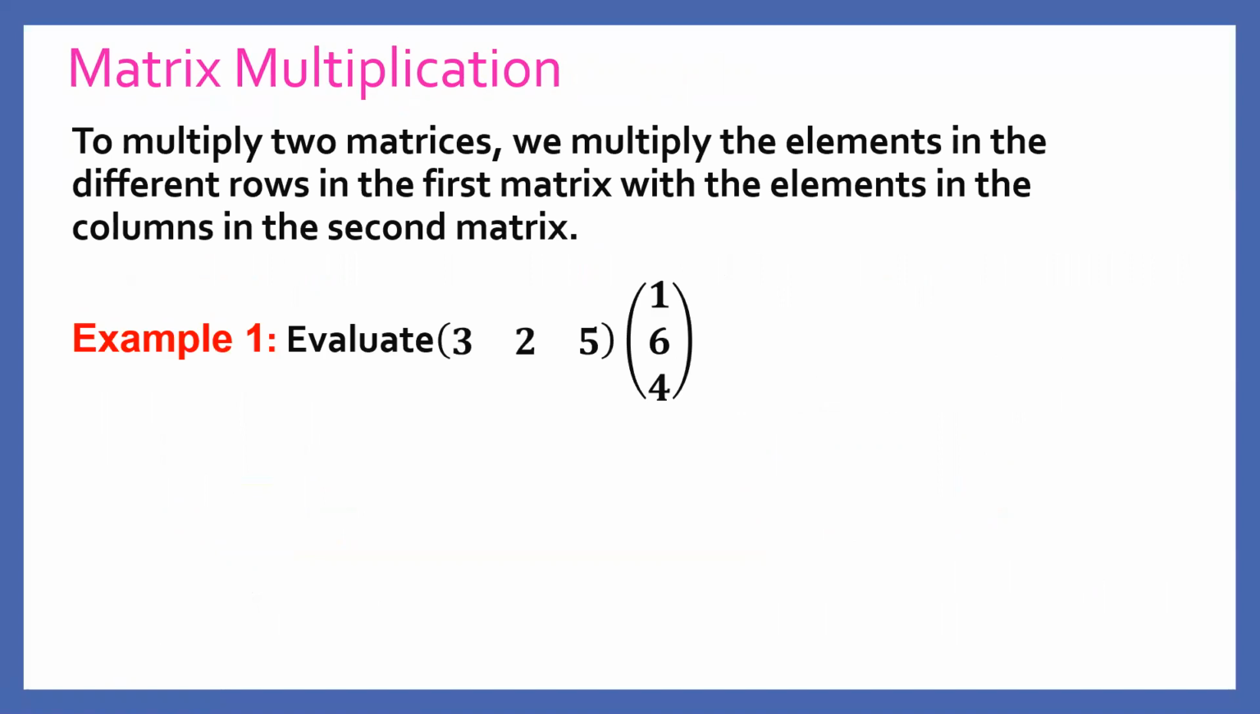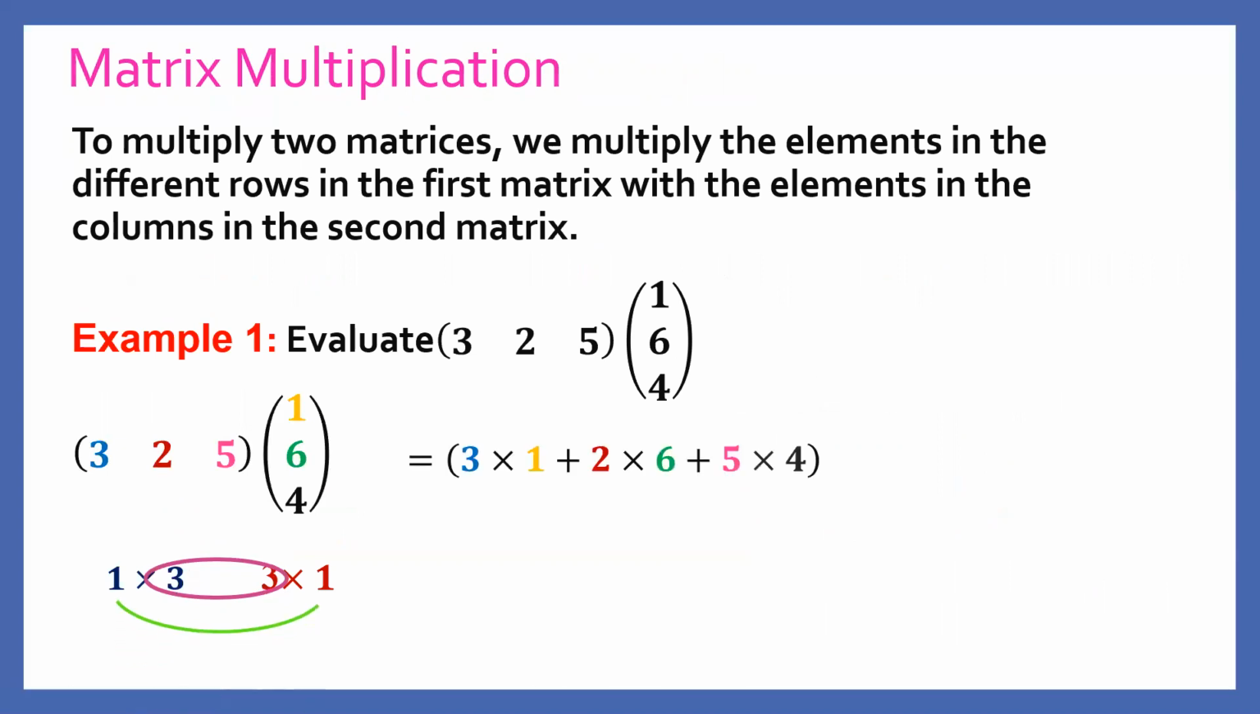Let us consider an example. I need to evaluate this. First, I need to find the order of both matrices. So the first matrix is of order 1 by 3. The second matrix is of order 3 by 1. So these two are equal, so I can multiply. What would be the order of the resulting matrix? It will be a 1 by 1.